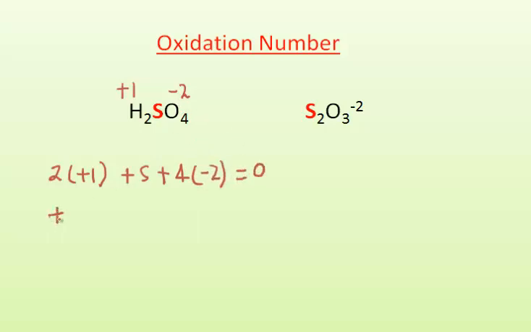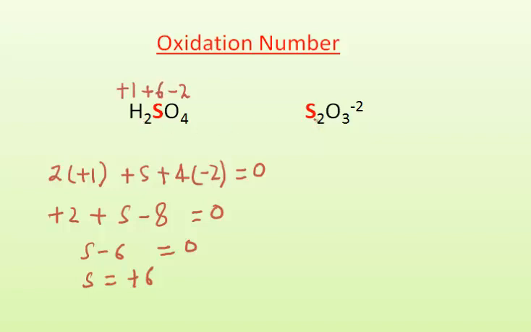Now here we have plus 2 plus the sulfur atom, and 4 times minus 2 is minus 8, and we equalize to 0. Plus 2 minus 8 is equal to minus 6, so S minus 6 is equal to 0, and we can transfer minus 6 to the right side, so S is equal to plus 6. Well, the oxidation number of the sulfur atom is plus 6 in sulfuric acid.